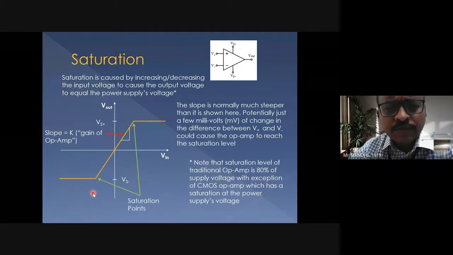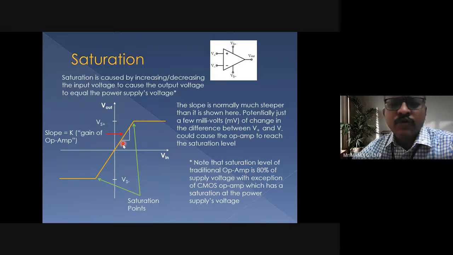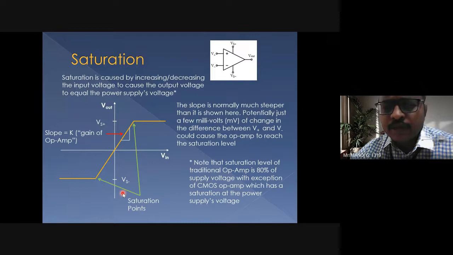With this, we will go into the characteristics. Now you have the swing from V plus to V minus, and the gain is given by the slope of this particular curve. The K value is given by the slope. Can you tell what this is for? This characteristic, V out versus V in, is for which amplifier?